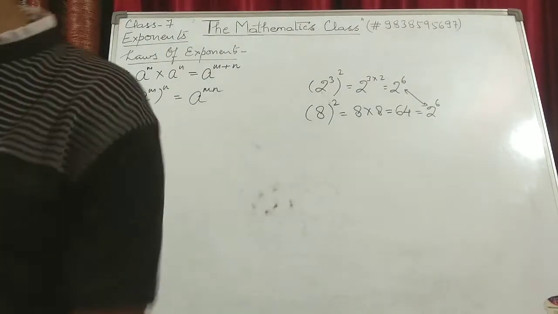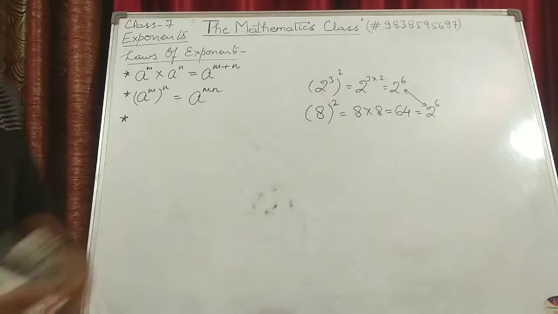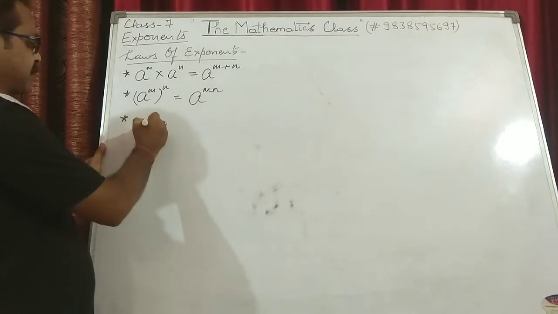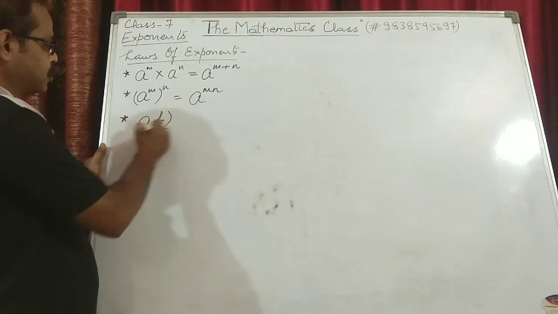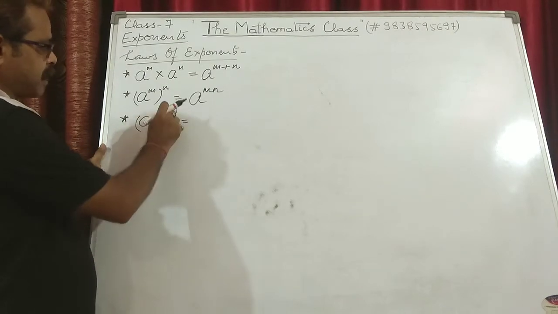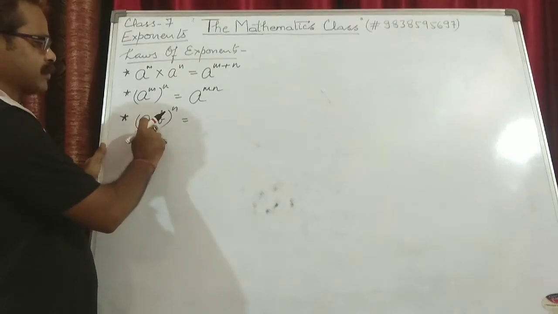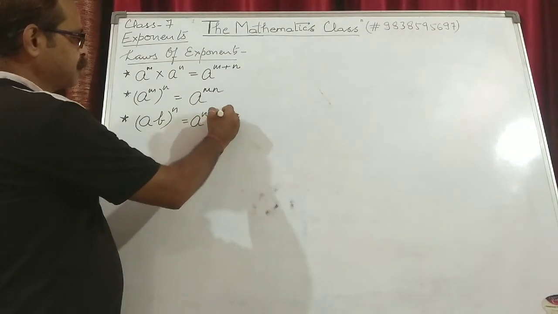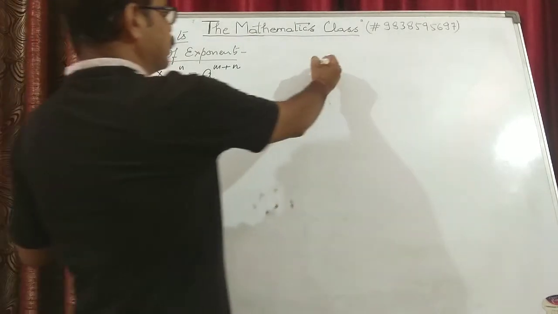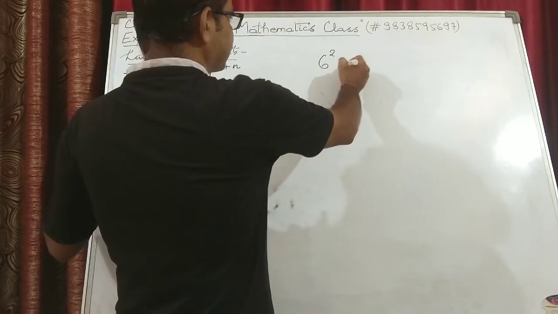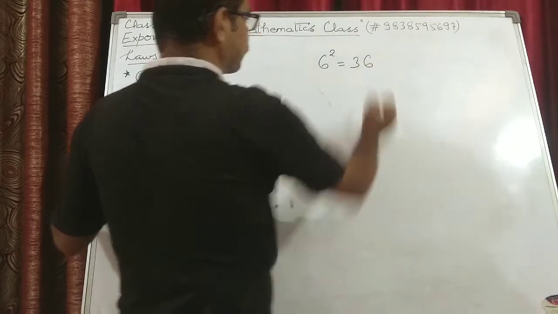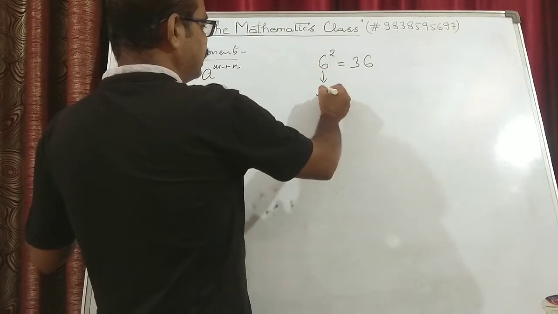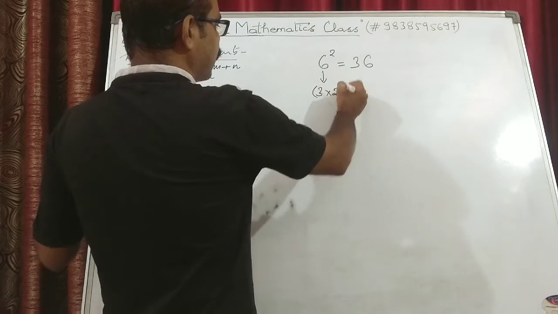Then we move on to the third law. Let's say two bases are given, a, b to the power n. It means the power is there on a as well as on b. It can be written as a to the power n into b to the power n. Suppose I say 6 square. 6 square is generally 36. But 6 can be written as 3 into 2, to the power 2.